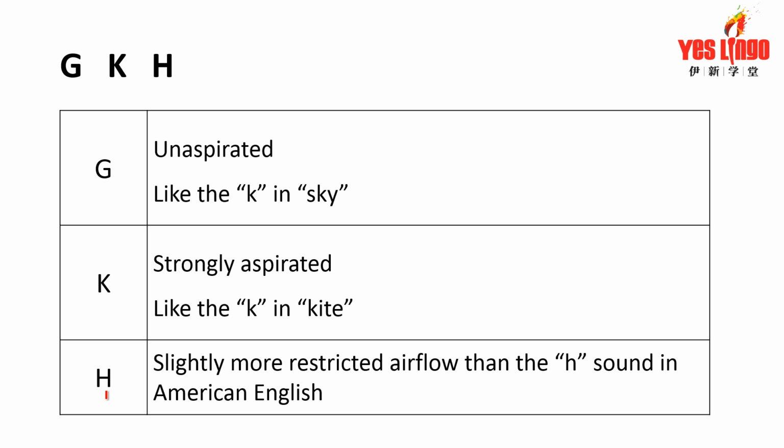Now the last one, this H right here, it's actually quite an interesting sound. It has slightly more restricted airflow than the H sound in American English. So what you can do is make this sound by closing the back of your throat a bit and letting the air flow over the back of your tongue as you make this sound. It sounds like this. H. Some people even say it's a little bit like the CH sound in Scottish, like when they say loch. It's a little bit like that, except your throat is not as closed.